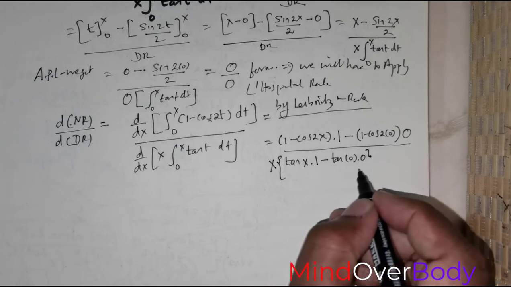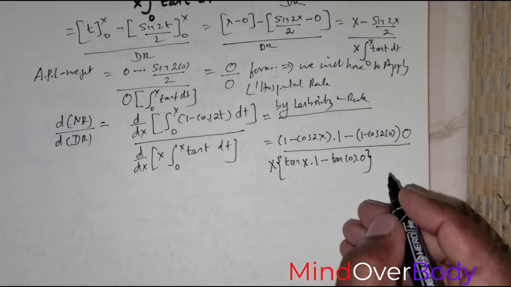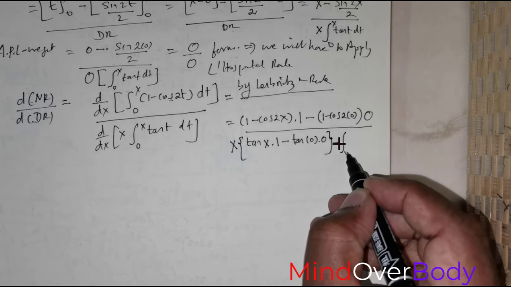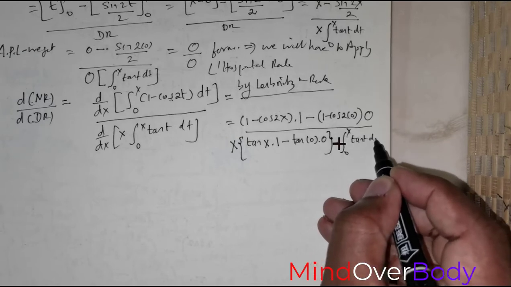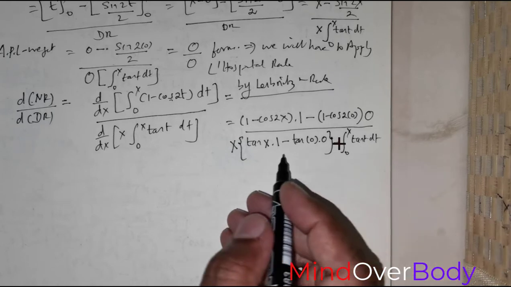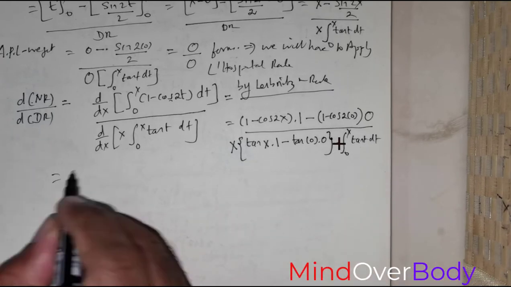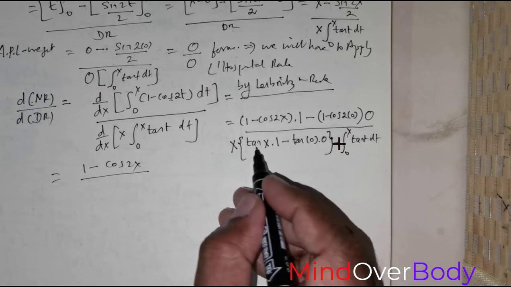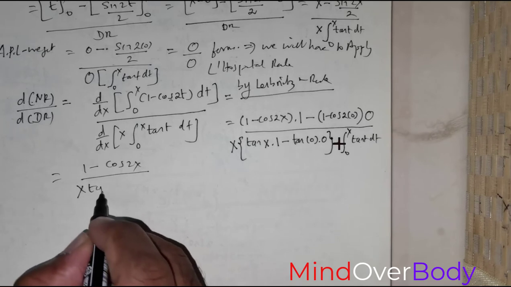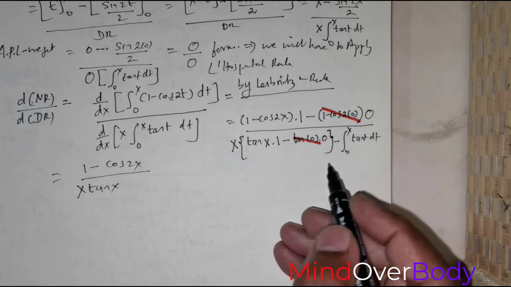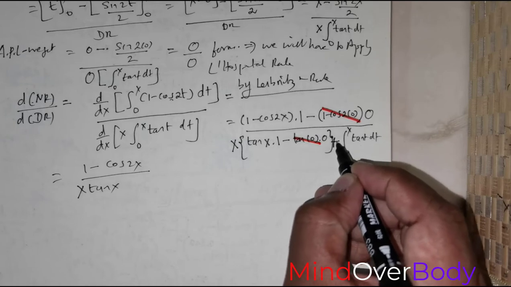So this is one quantity, u into v. Differentiation of u now. So my v is this, integral 0 to x tan t dt, differentiation of x is going to be 1. So you don't have to specify it there, it's understood. Now this is equal to (1 negative cos 2x) divided by x into tan x. This vanishes, this vanishes. So what I'm left with, in fact this is going to be positive.